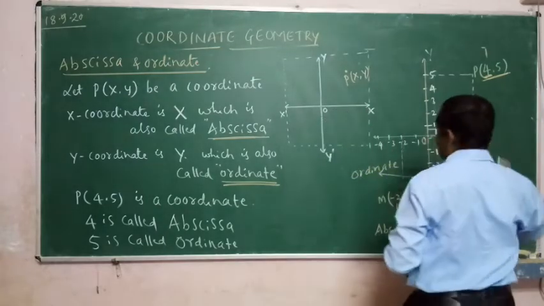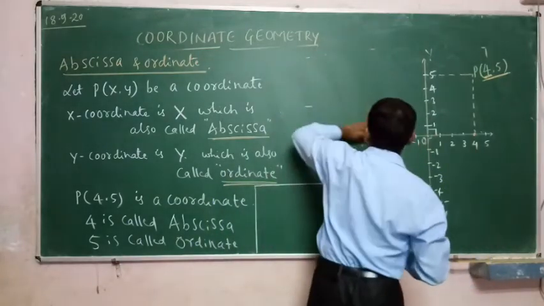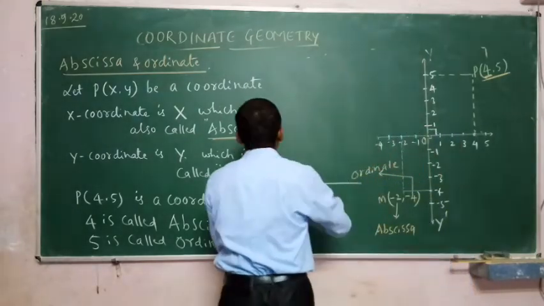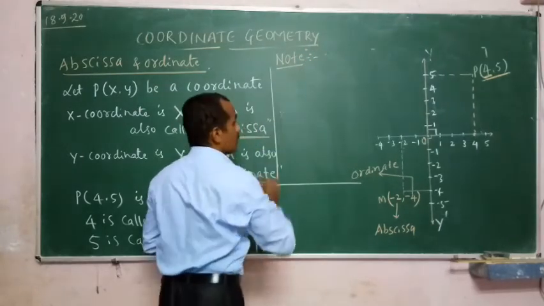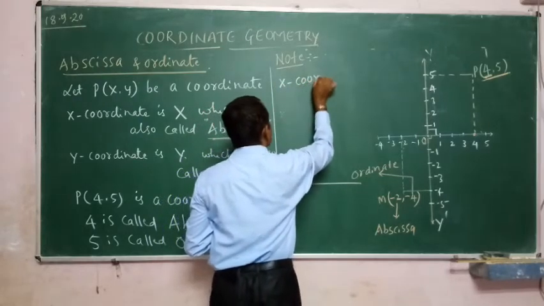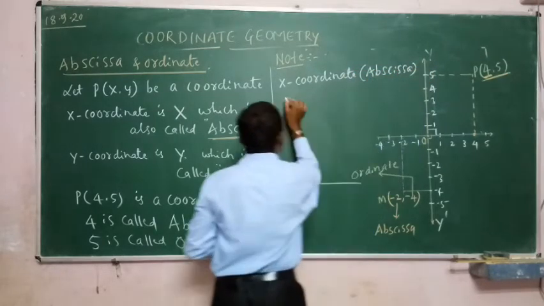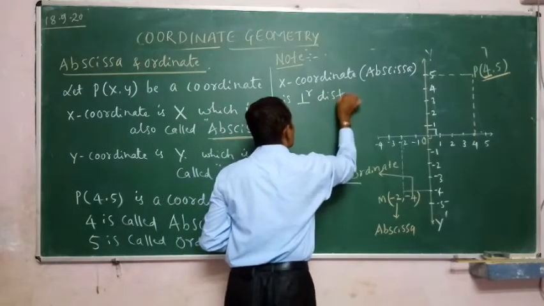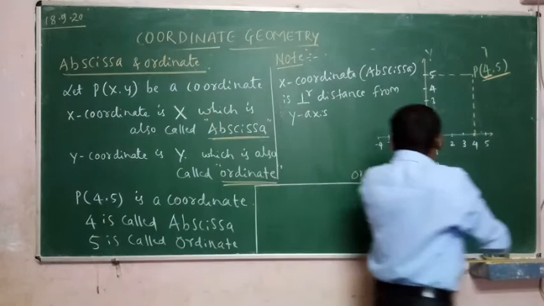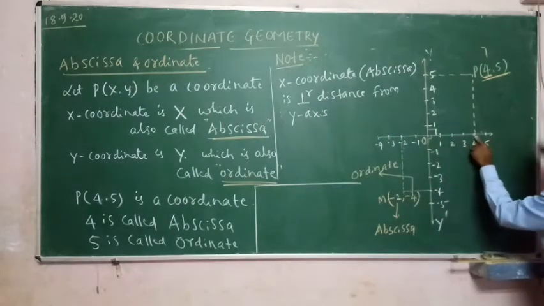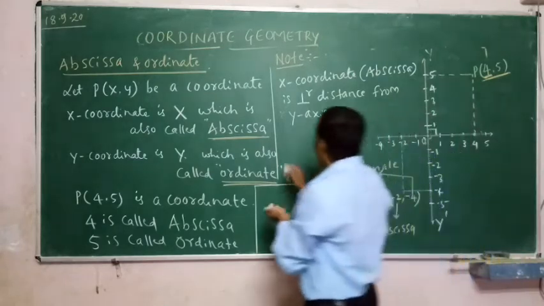So I will write it here, very important. Or I can use the word note. Very important. Note. X coordinate, or I can say abscissa. Abscissa is perpendicular distance from the y-axis. Whatever the journey I have covered along the x-axis is called an x coordinate, but this is the perpendicular distance from the y-axis.